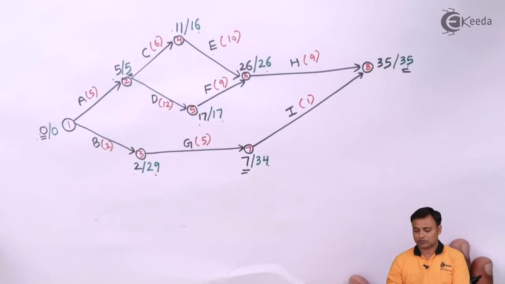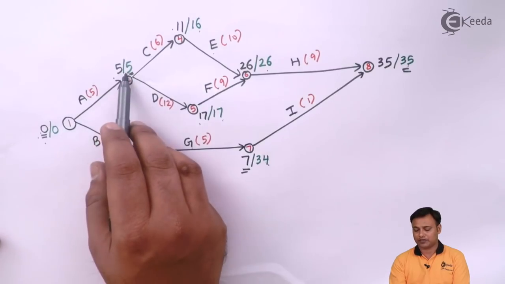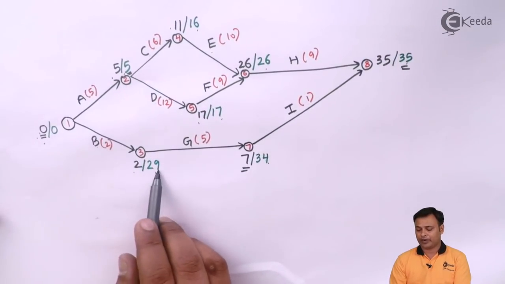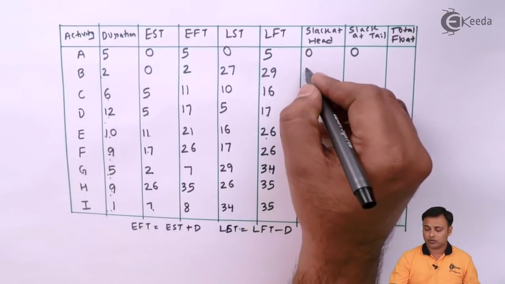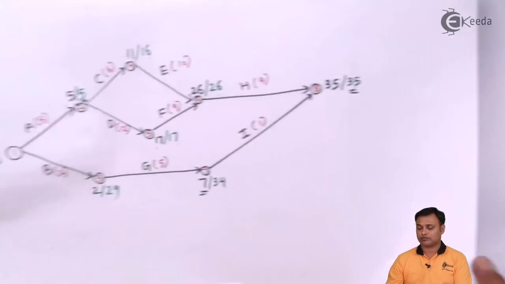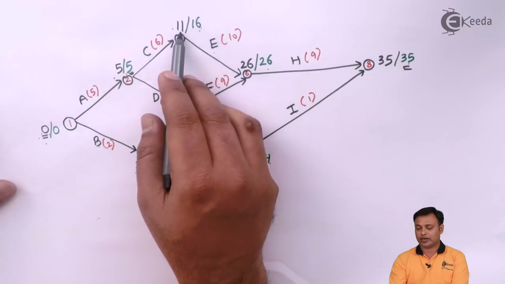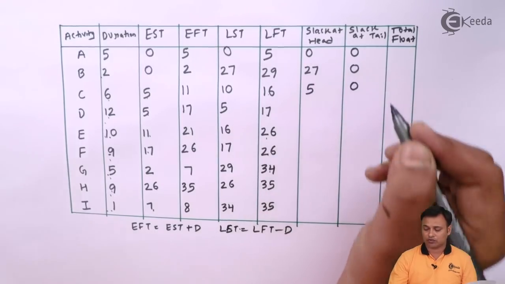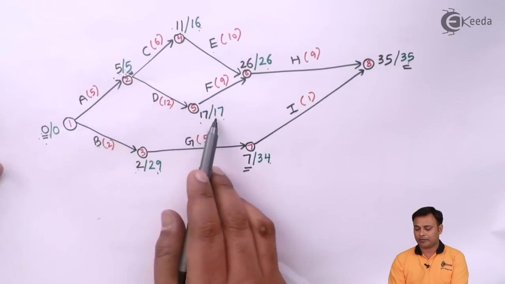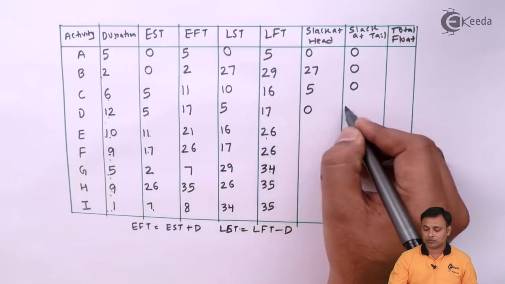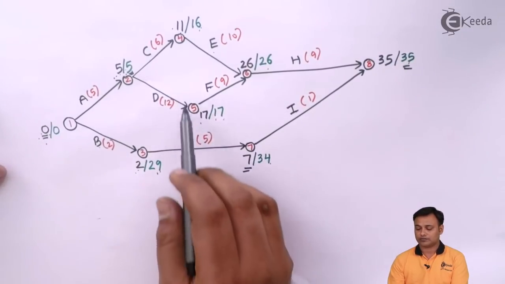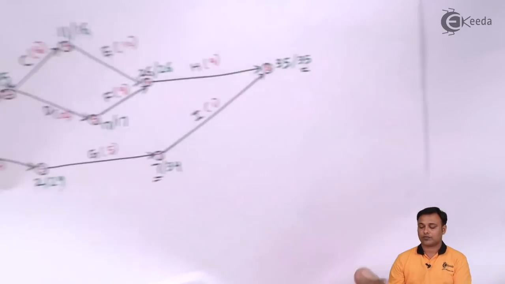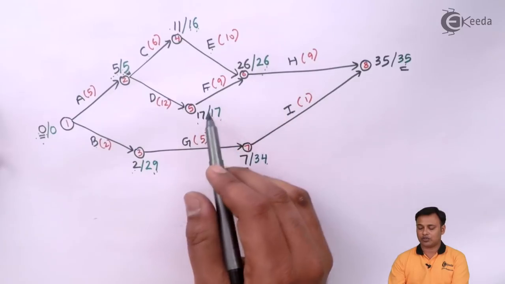Now to calculate the slack at the head and the tail, you need to follow the table. Here is my chart. For A, the difference at the tail is 0, at the head is 0. So slack at the head is 0, slack at the tail is 0. In case of B, at the head 29 minus 2, 27, at the tail 0. For C, at the head 16 minus 11, 5, at the tail 5 minus 5, 0. So 5 and 0. For D, again head 0, tail 0. For E, head 0, tail 5. For F, head 0, tail 0.